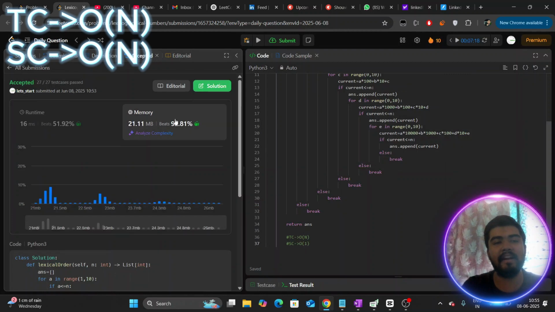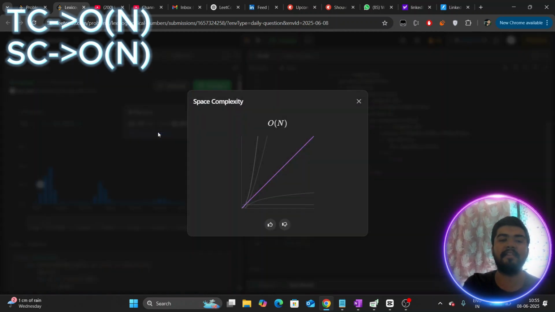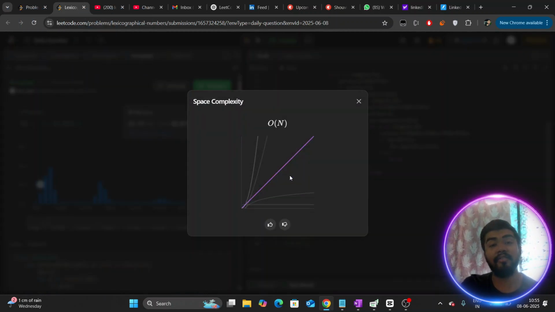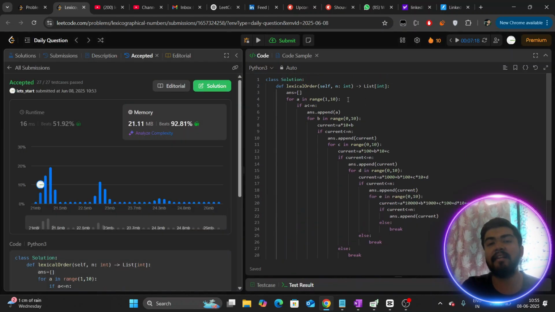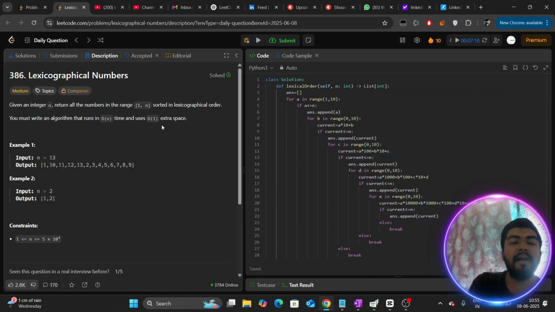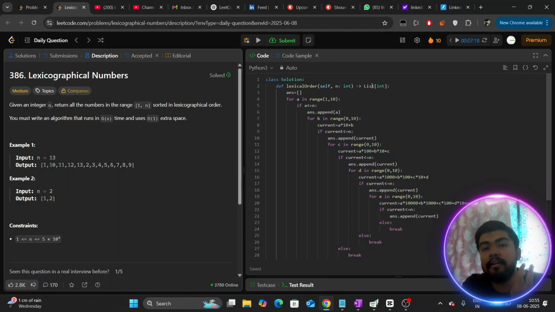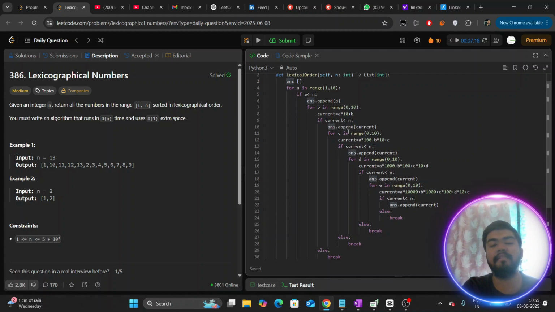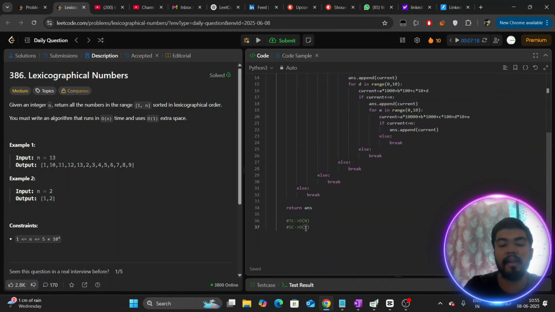But from a space perspective, you can see it is 92% faster than all the submissions. On space, it is giving big O of n, because we are using our answer list to return it. That is for sure. But on the example test case, it shows big O of 1 extra space. So they are basically not incorporating the output space. The output we have to return, they are omitting, because anyhow we need an answer list, right? So in that case we can write it as big O of n, because to return our answer we need extra space.